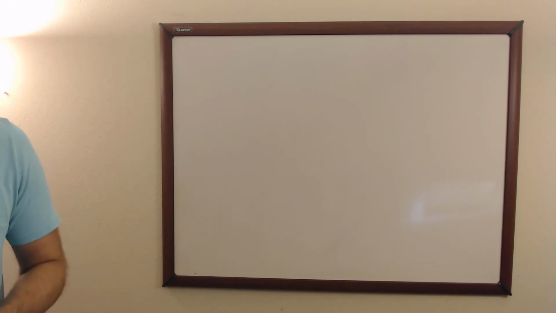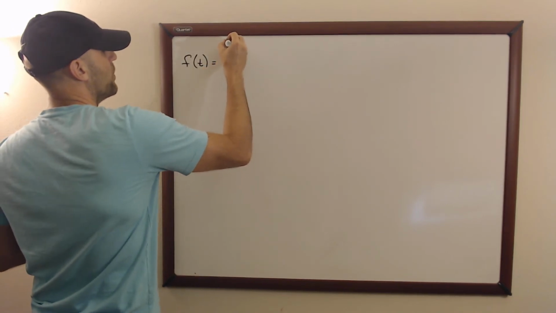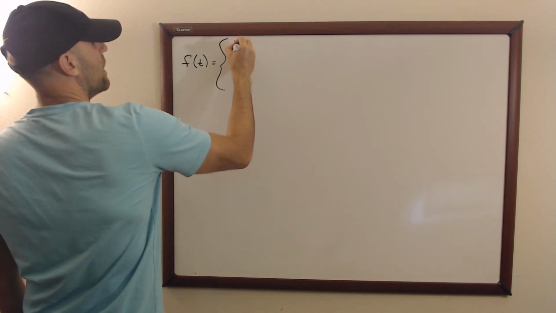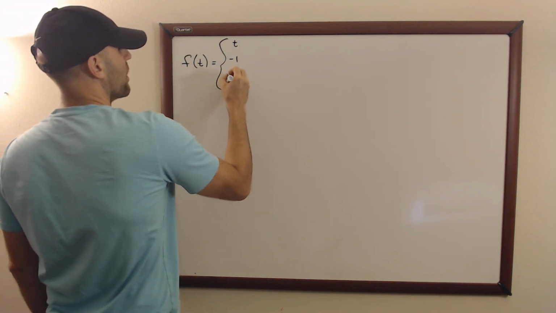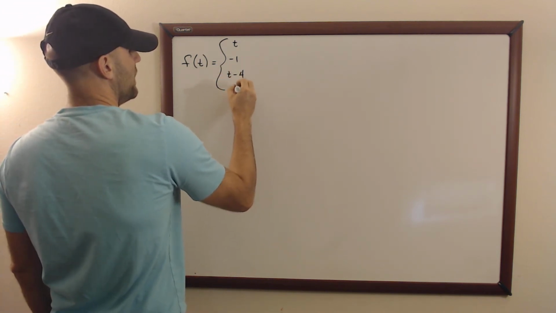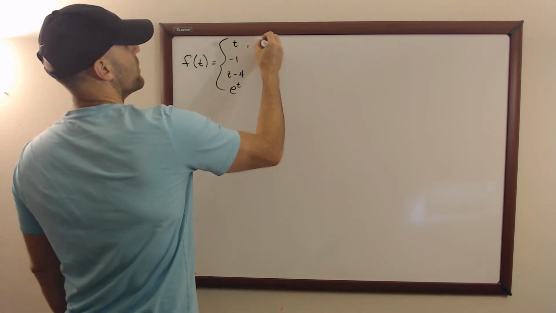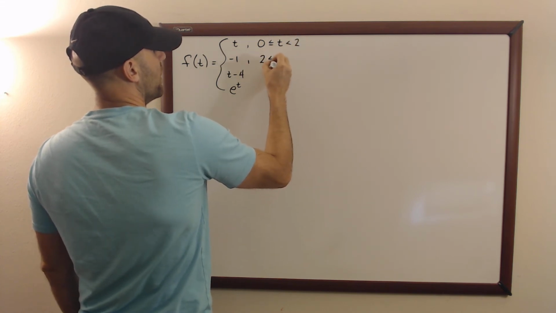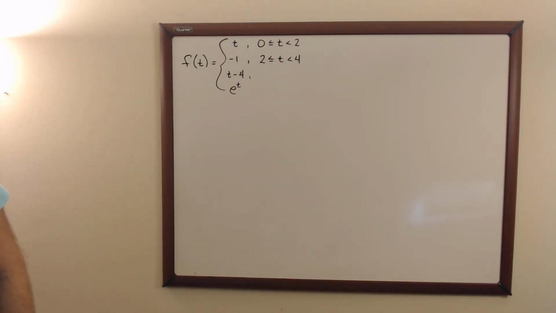All right, here we go. Here's a good example out of your book, and this one's got a lot of pieces to it, right? So I've got f of t is equal to, here we go, 4 pieces: t, negative 1, t minus 4, and e to the t. The first one is when t is anywhere from 0 to 2. The second one, t is anywhere from 2 to 4. The third one is from 4 to 5.